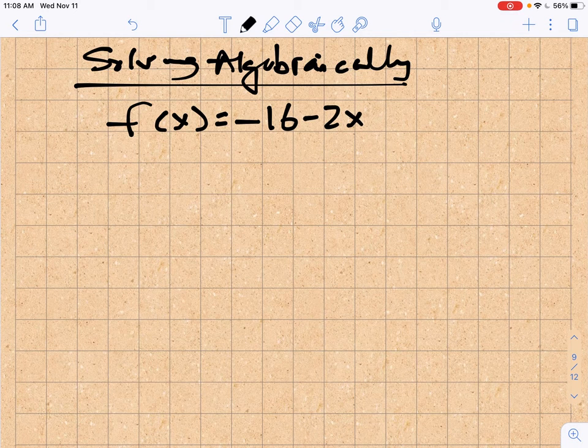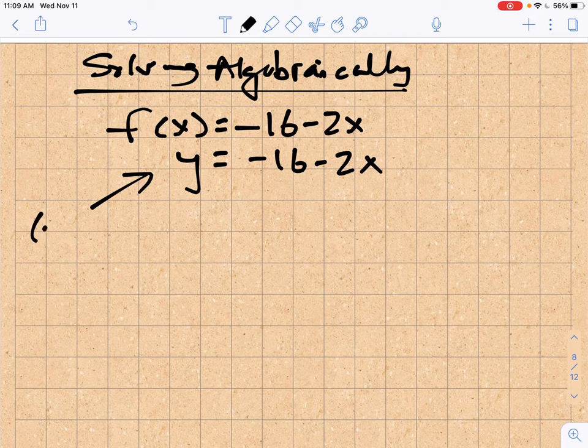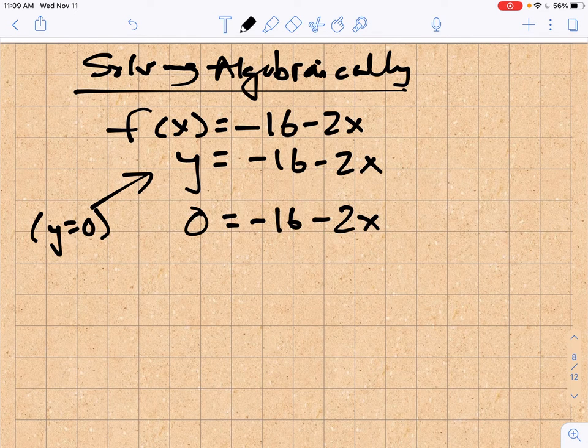Once we get rid of one variable, there's only one variable to solve for, and you guys know how to do that. So we can rewrite this as y equals negative 16 minus 2x. We said that if we're looking for a zero of a function, y has to equal 0. So I'm going to make y equal to 0: 0 equals negative 16 minus 2x.